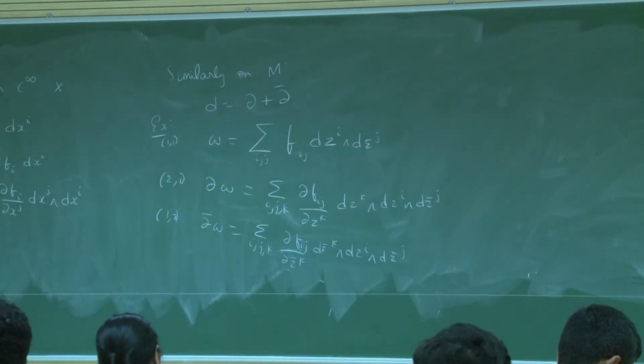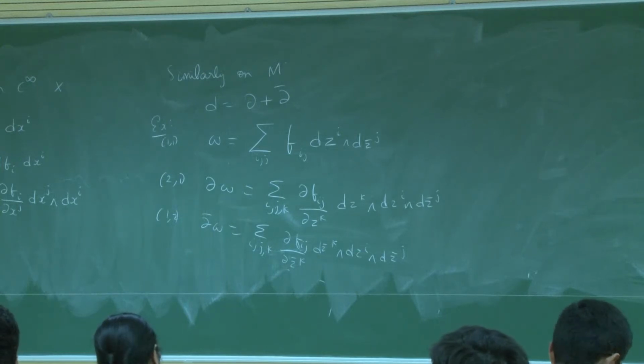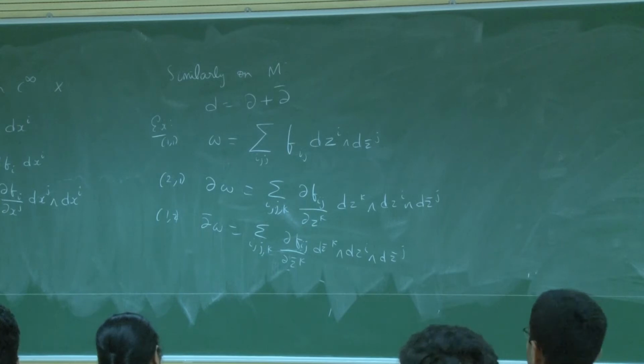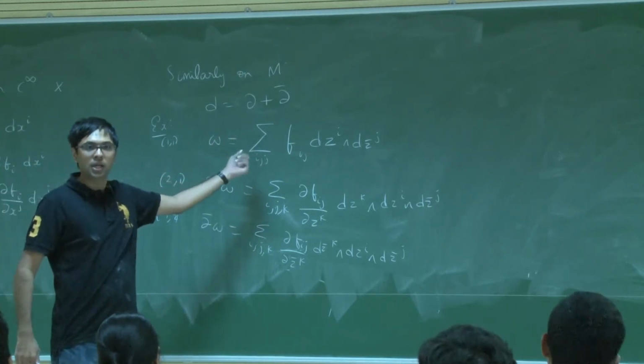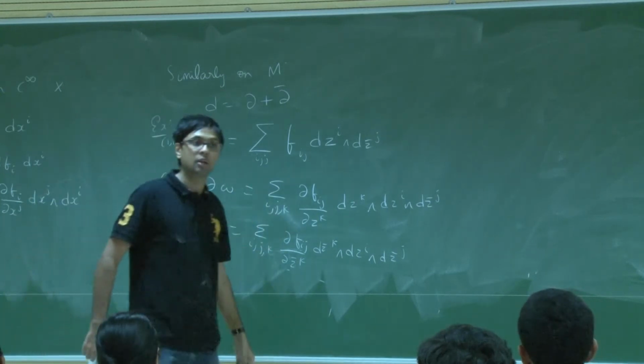I hope this is clear. This is exactly what we did on Cn and Rn. We are just carrying this out on manifolds globally. So you just need to write them down in local coordinates with the understanding that if you change coordinates, it transforms in a particular manner.